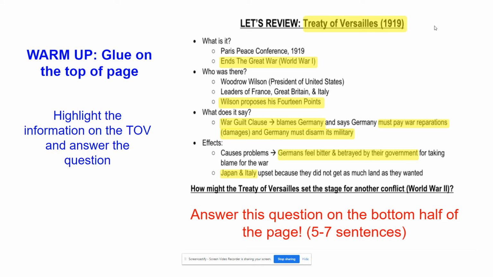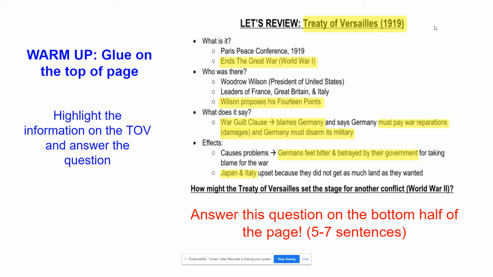Japan and Italy are also going to be upset because they did not get the land that they wanted. Japan and Italy wanted to get more out of winning the war. However, the U.S., Great Britain, and France are going to pretty much override whatever Japan and Italy wanted and take what they want instead. So that's a brief summary of when we talked about the Treaty of Versailles.